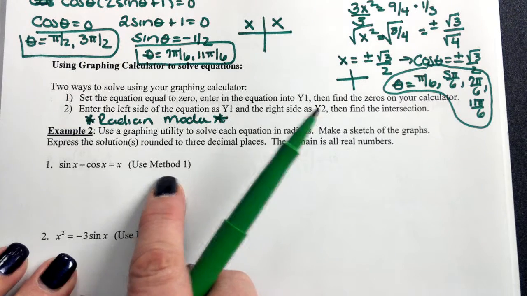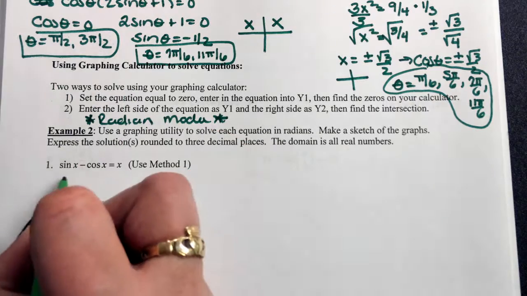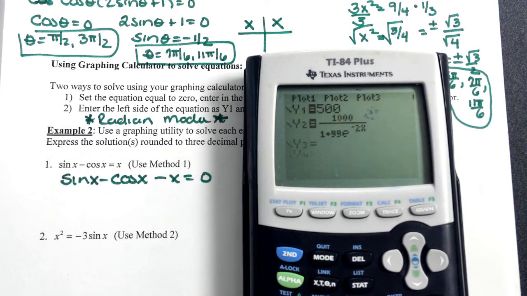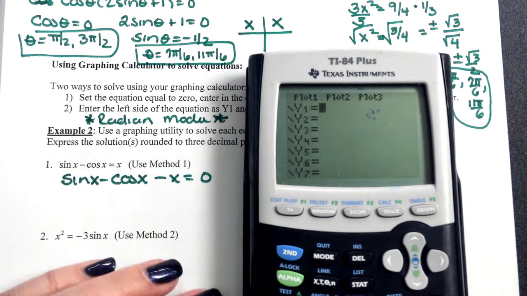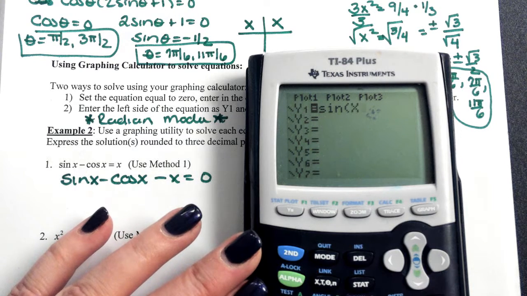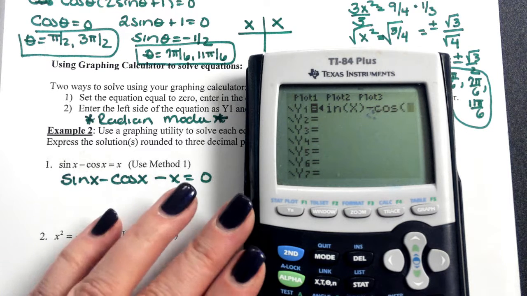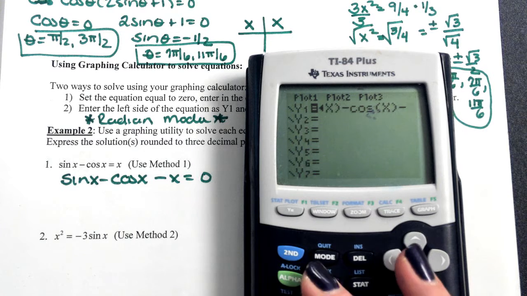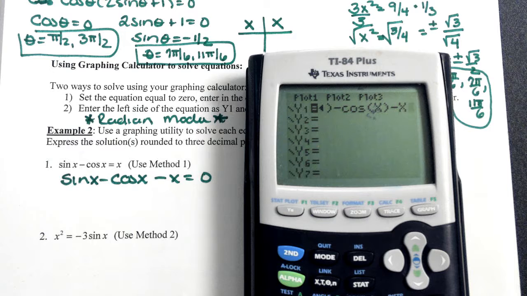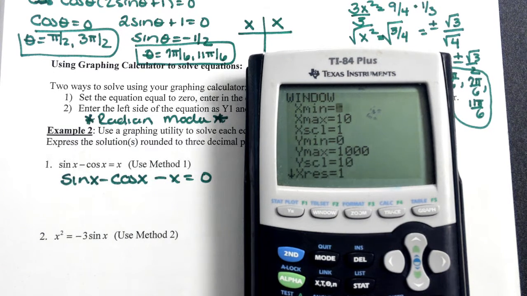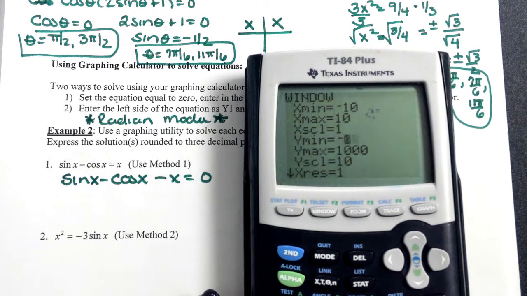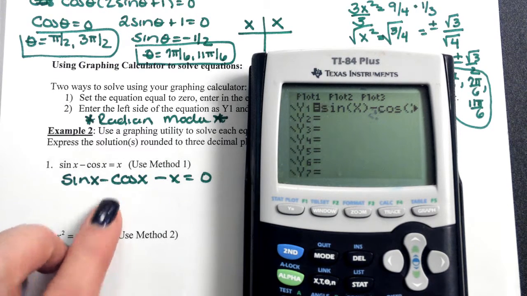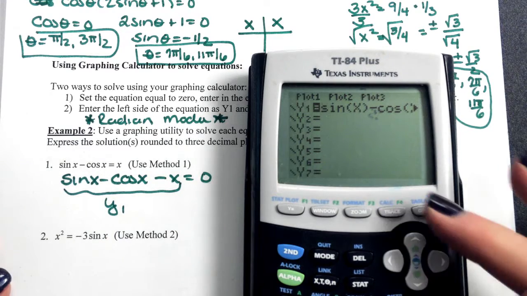So first of all, using method 1. If I just want to set 0 on one side, I'm going to subtract the x. And then on my calculator screen, I'm going to type in sine x minus cosine x. Make sure, guys, after you type in sine or cosine, close that parentheses after x, and then minus x. All right? So any questions what I've typed under y1? I just typed all this under my y1 right here. Again, make sure you are in radian mode. And now I'm going to hit graph.